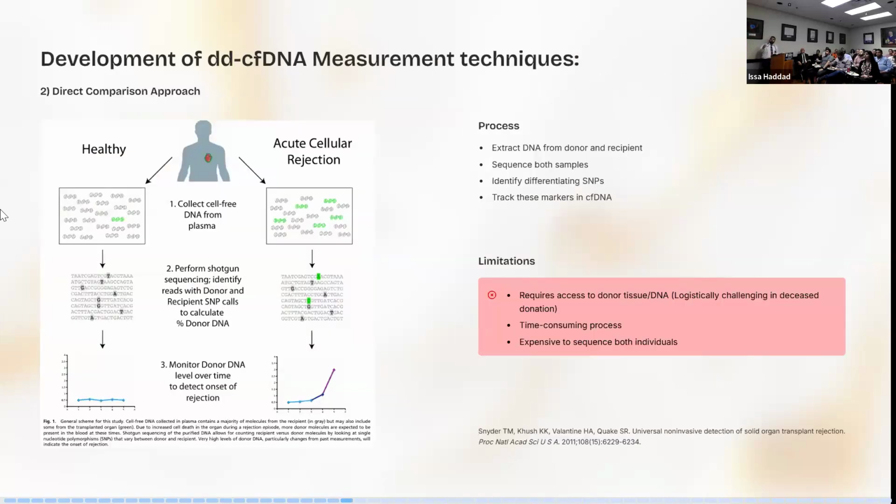So with time, they tried to develop the process, and they were able to extract DNA from both donor and recipient, sequence both samples, and then identify the differentiating SNPs or other genetic markers, and track the amount of those in the blood. But the limitation as well is, you can imagine, 90% or maybe a little less is donor-derived from deceased donors. So it's really logistically challenging to get DNA from deceased donation, which can happen nationwide or even internationally. And that's time-consuming as well as expensive.